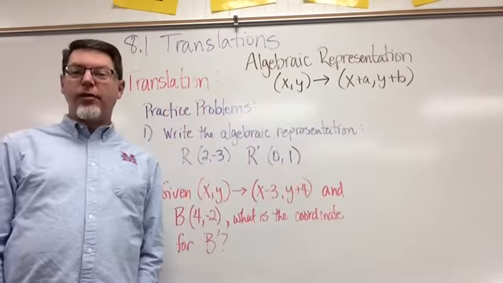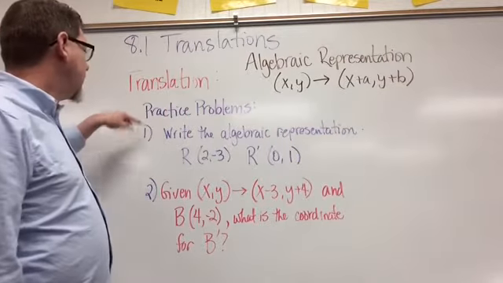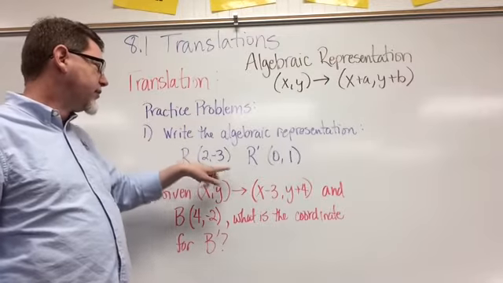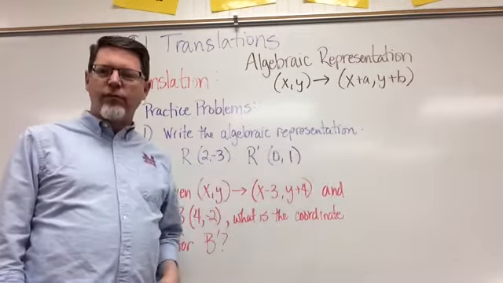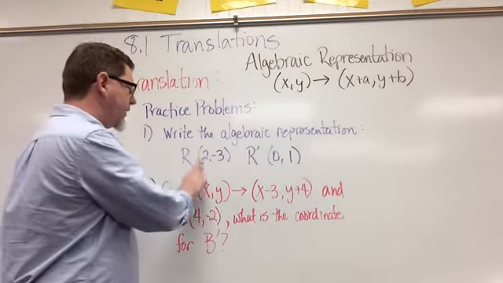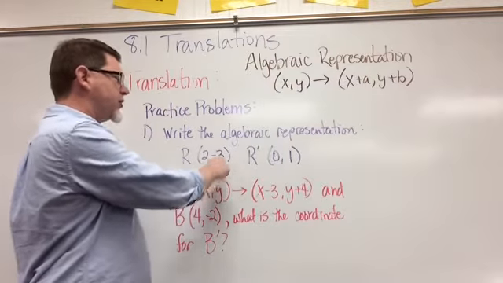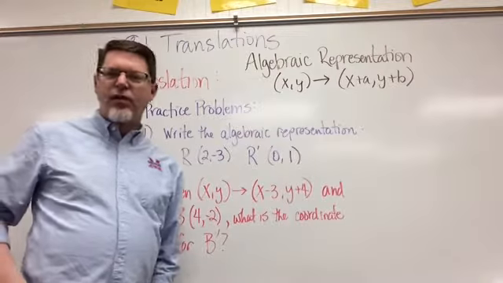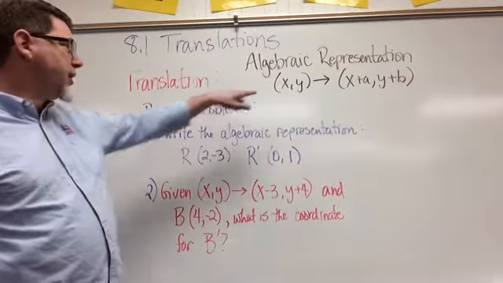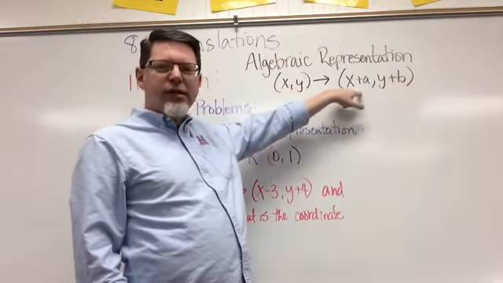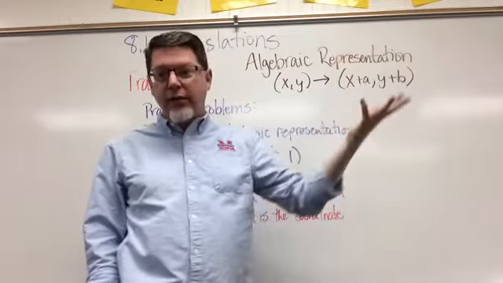So here are your two practice problems just to see what you've learned. Number 1, write the algebraic representation if R is 2, negative 3 and R prime is 0, 1. So you're thinking, how did I get from this x to the new x? How did I get from the original y to the new y? Write it out as an algebraic representation in the form (x, y) arrow (x plus something, y plus something). Could be minus as well.